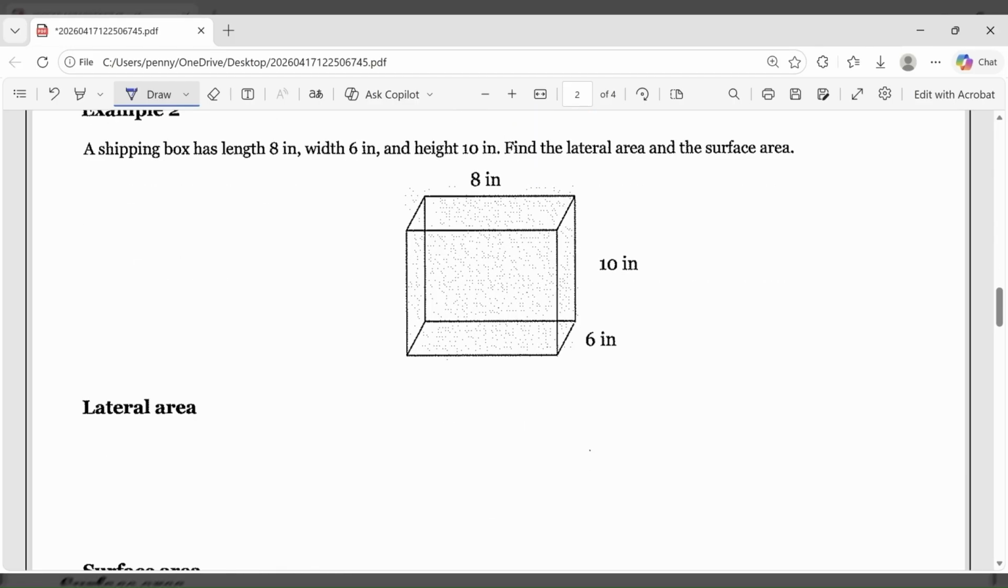Let's look at example 2 and let's label it. Here we can see that we have a length of 8 inches.